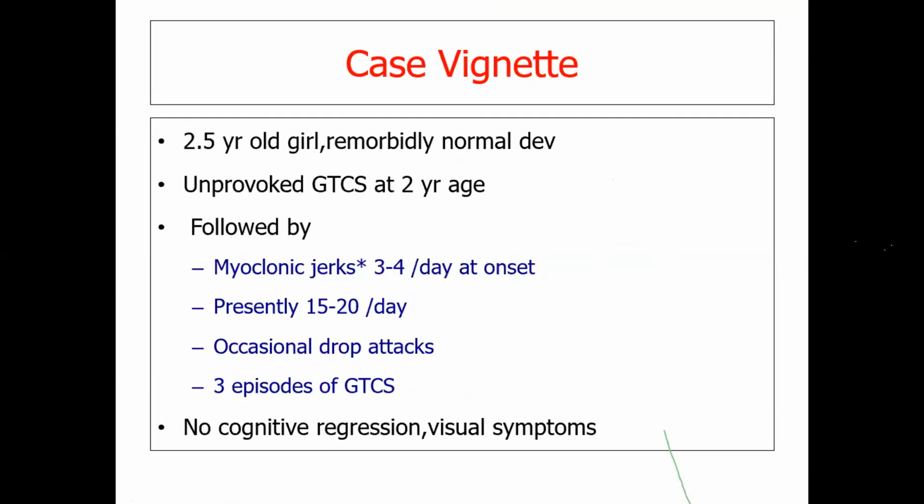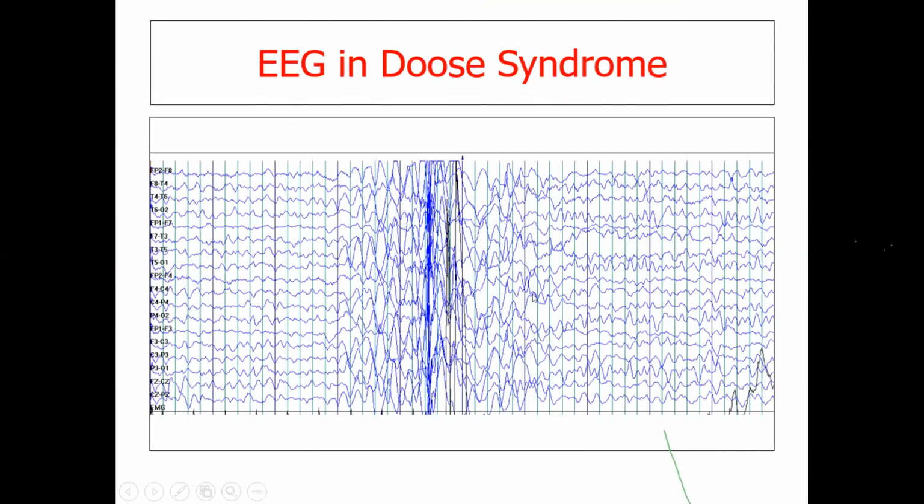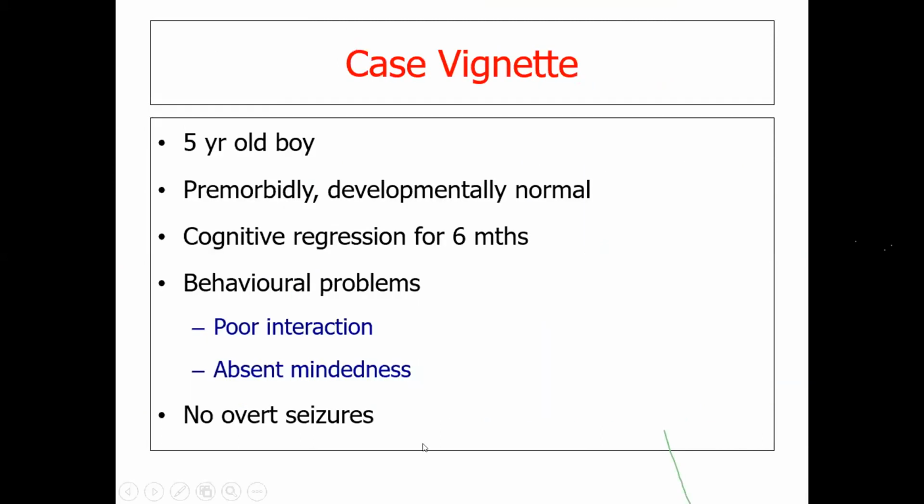On the other hand, a similar disease, multiple polymorphic seizures, myoclonic jerks with no marked cognitive regression, is Doose syndrome, which is pronounced as DOSE, myoclonic astatic epilepsy. And in myoclonic astatic epilepsy, the EEG background is normal. You have 2 to 3 Hertz generalized spike wave discharges.